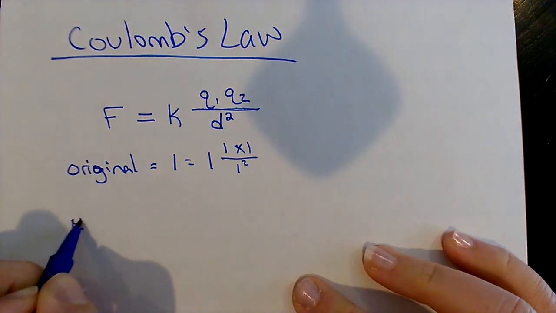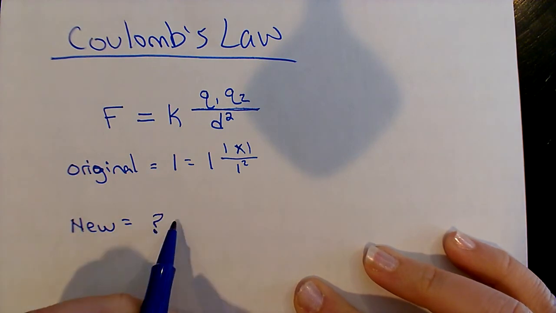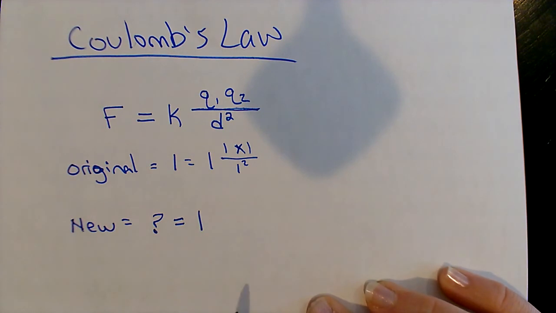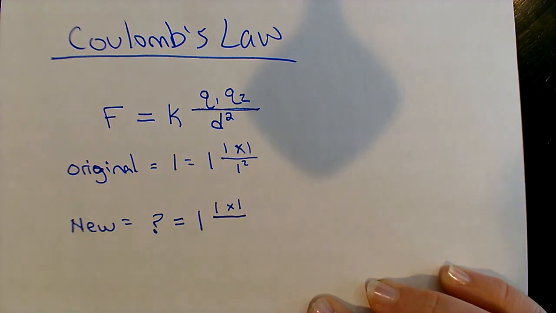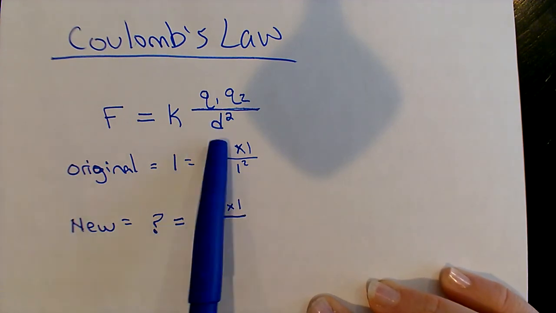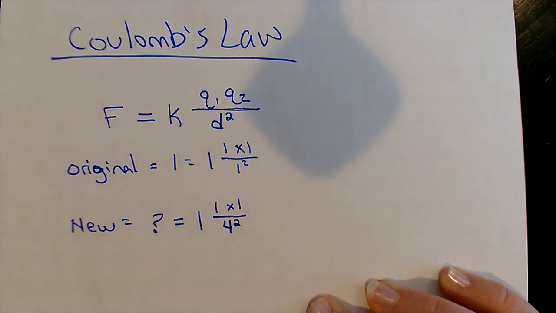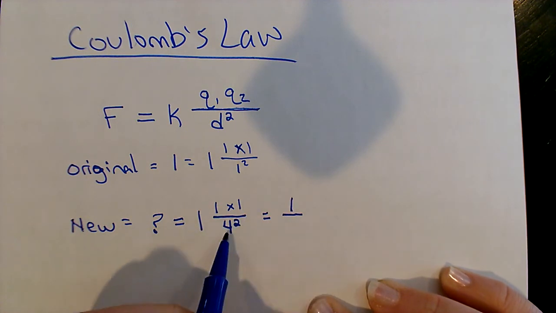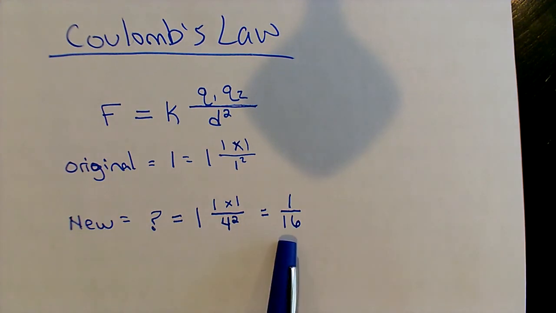So here's my new setup. I'm trying to figure out what the force is. I didn't hear anything about the constant changing, so that's still going to be 1. Didn't hear anything about either of the charges changing, so they're both still going to be 1. But now the distance is 4 times greater. So where I had a 1 for distance, I'm going to put a 4, but remember it is still squared. If I calculate this, it would be 1 times 1 times 1, 1 on the top, 4 squared is 16.